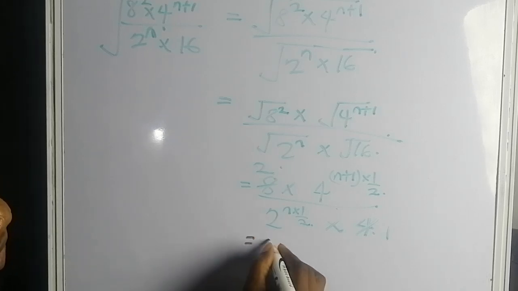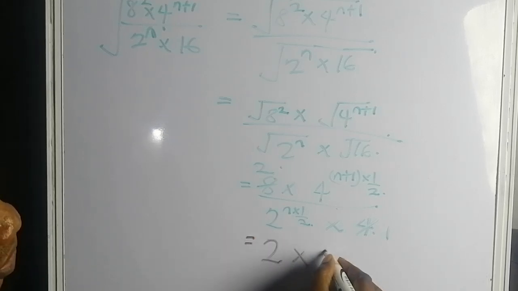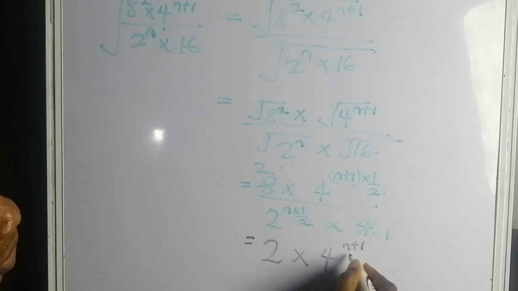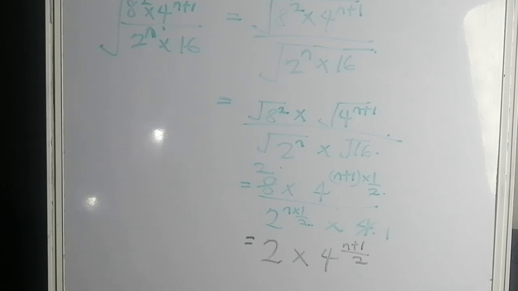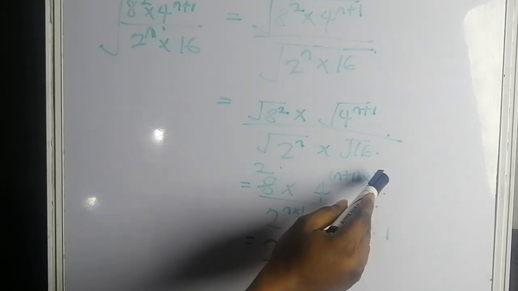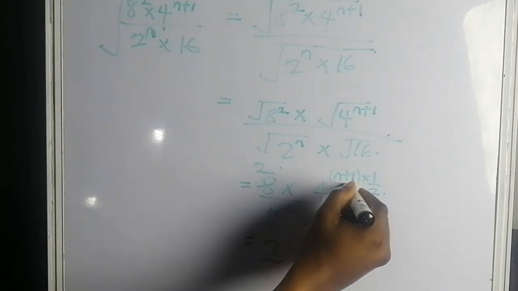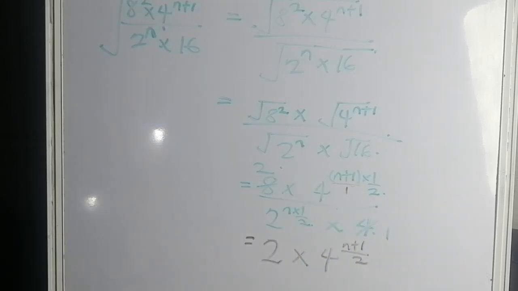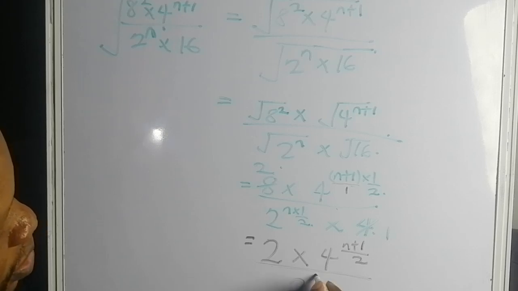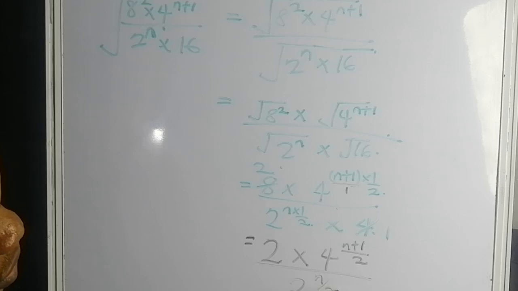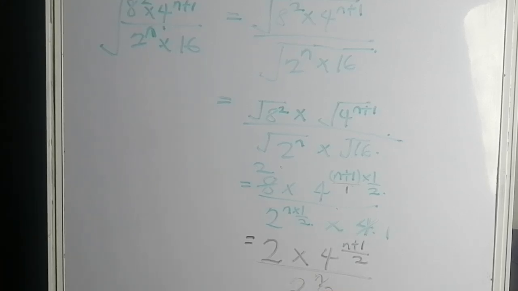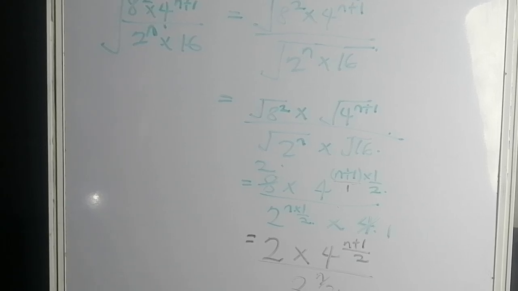So I can now have 2 here times 4 raised to power n plus 1 all over 2. That's n plus 1 times 1, which is n plus 1. Numerator times numerator. This one is over 1, but we don't usually write it. So denominator times denominator. The same thing applies here: you can have 2 raised to power n over 2. It's as simple as that.